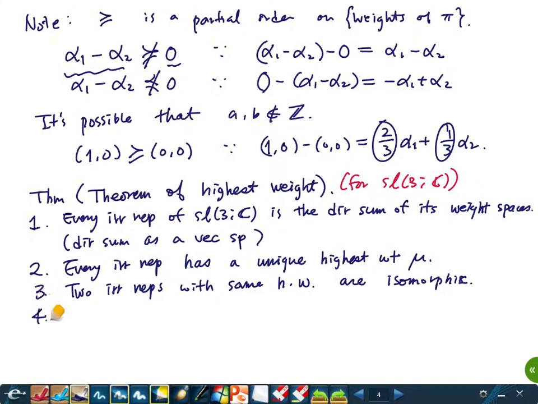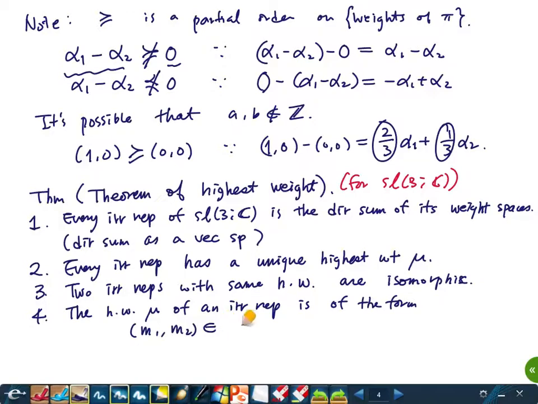Fourth, the highest weight mu of an irreducible representation is of this form, M1, M2. Okay. Let's write this way, non-negative integers. So M1 and M2 must be non-negative integers. Just like the largest eigenvalue for an irreducible representation of SL2 is a non-negative integer.